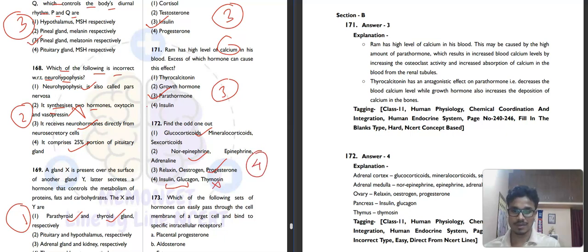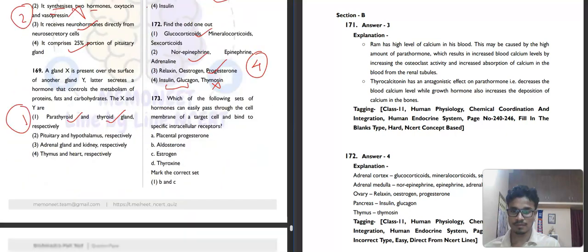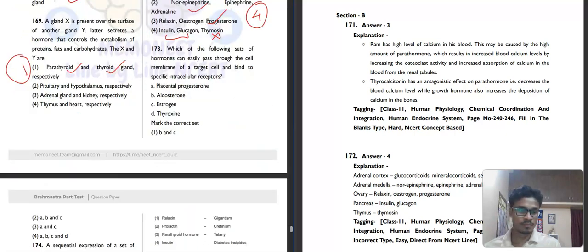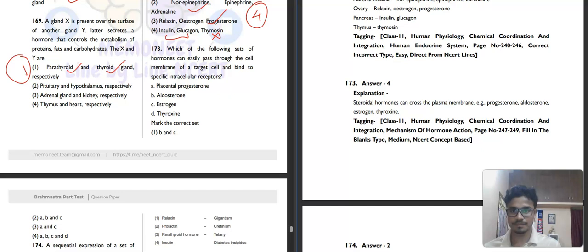Then question number 173. It is saying, which of the following sets of hormones can easily pass through the cell membrane of a target cell and bind to the specific intracellular receptor? So you have to find the steroidal hormones. Placental progesterone, steroidal hormone; aldosterone, steroidal hormone; estrogen, steroidal hormone; thyroxine. So here the fourth option will be your correct answer for this question.